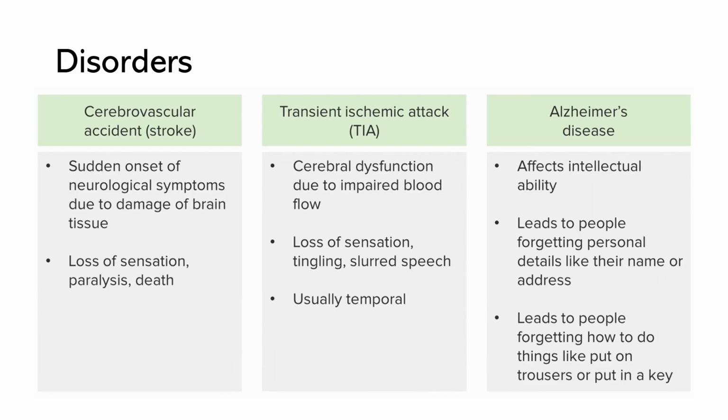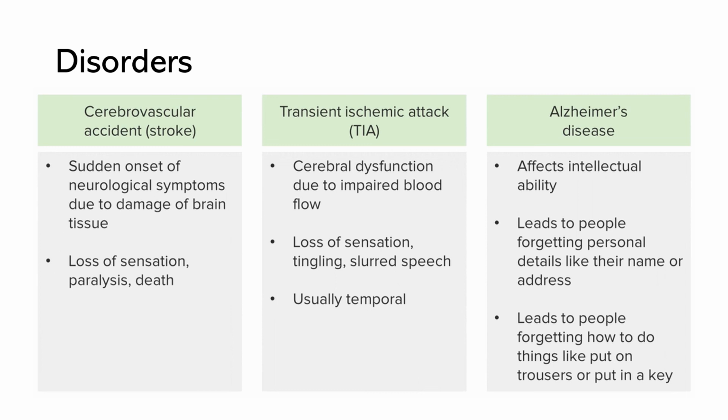This is characterized by a sudden onset of neurological symptoms due to damage of our brain tissue. These symptoms can include things like loss of sensation, paralysis, and sometimes even death. A more transient dysfunction of the cerebral cortex is referred to as a transient ischemic attack, or a TIA. TIAs are usually due to impaired blood flow and symptoms including things like loss of sensation, drooping of part of the face, and slurred speech.